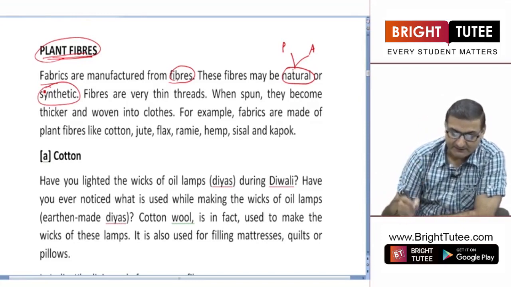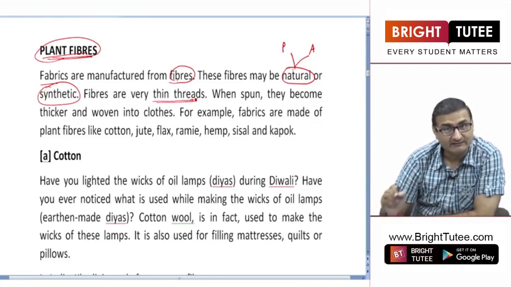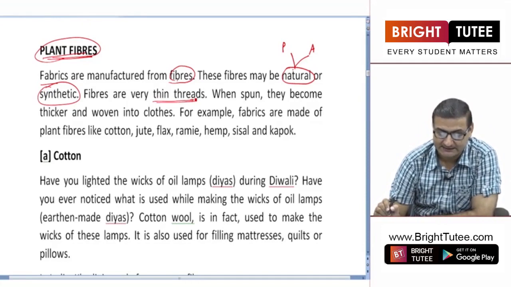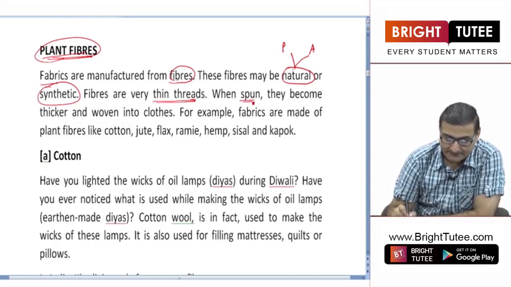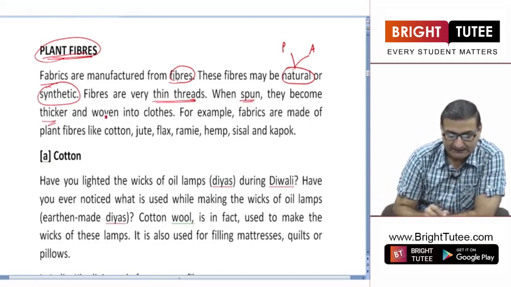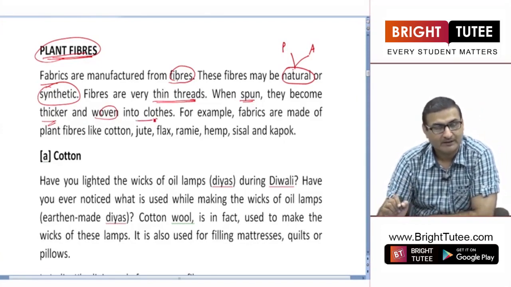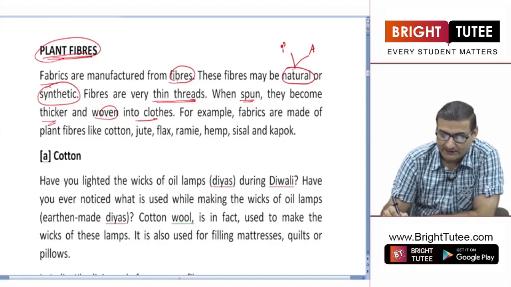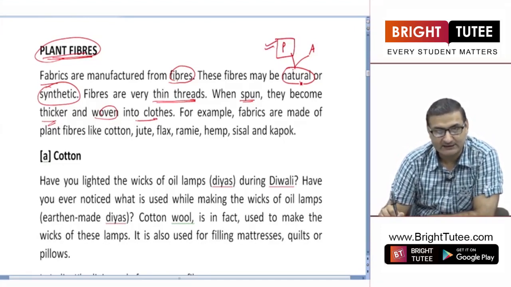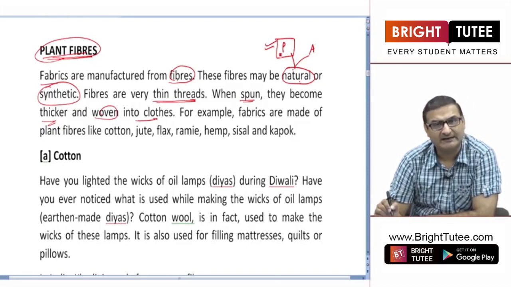These fibers are very thin threads, strands, we have already studied, and when we spin them, they become thicker and they are woven into clothes. In this topic, we are going to focus on the natural fibers obtained from plants. There are so many.